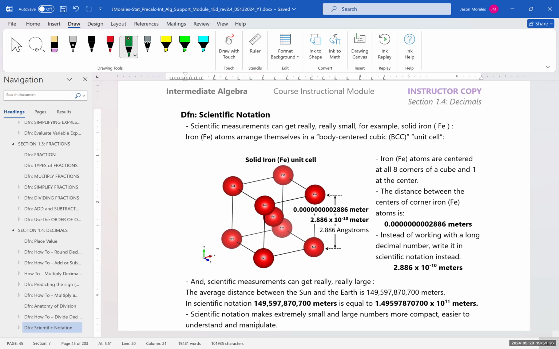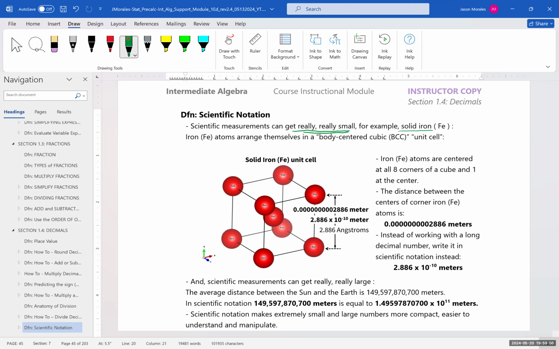And the reason for that is that measurements can get really, really small or they can get really, really big. And so you're dealing with numbers that are really small or really big. And scientific notation is a way of abbreviating or condensing that down into a manageable size, so it can be worked with. So I've got a couple of examples. Scientific measurements can get really small.